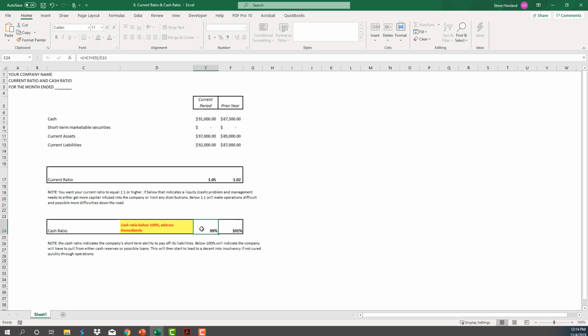And again, we go below the 1, and then we get this alert within your template that says you need to address this or consider infusing cash fairly soon or immediately, or somehow come up with the cash, because your current liabilities are going to be coming due and you're not going to have the funds, or at least the cash funds, to go about fixing that. So that's kind of how those work.